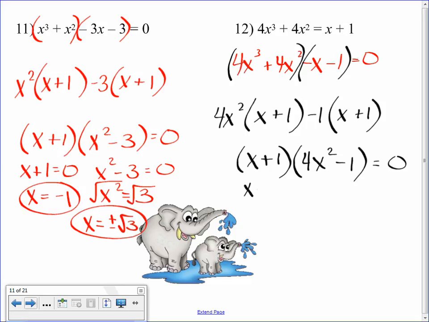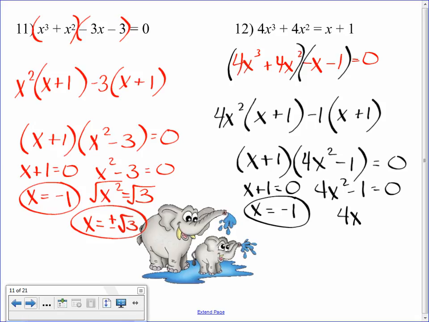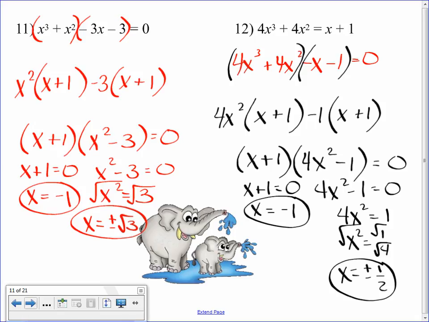All right, so set each one equal to 0. First one's easy. X equals, I say it's easy, and she says the wrong answer right off the bat. All right. So add 1, divide by 4, square root, top, bottom. So plus or minus 1/2. Right, it's too easy, right? It's not supposed to be that easy.